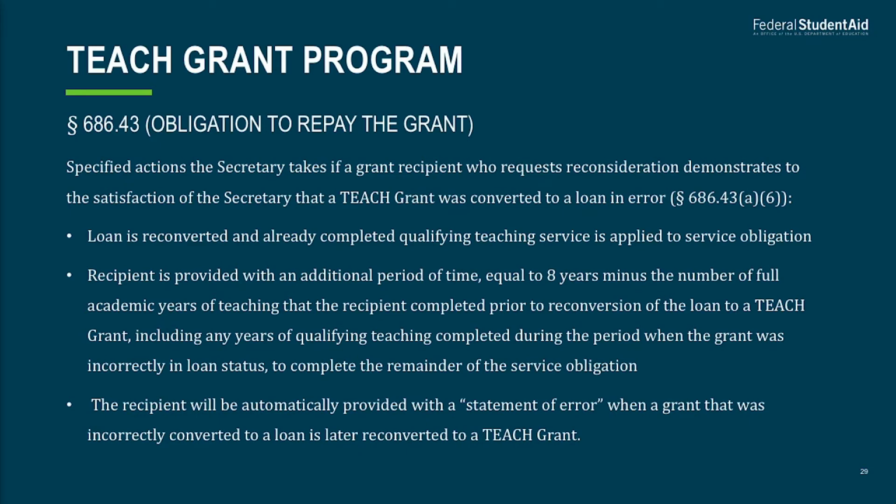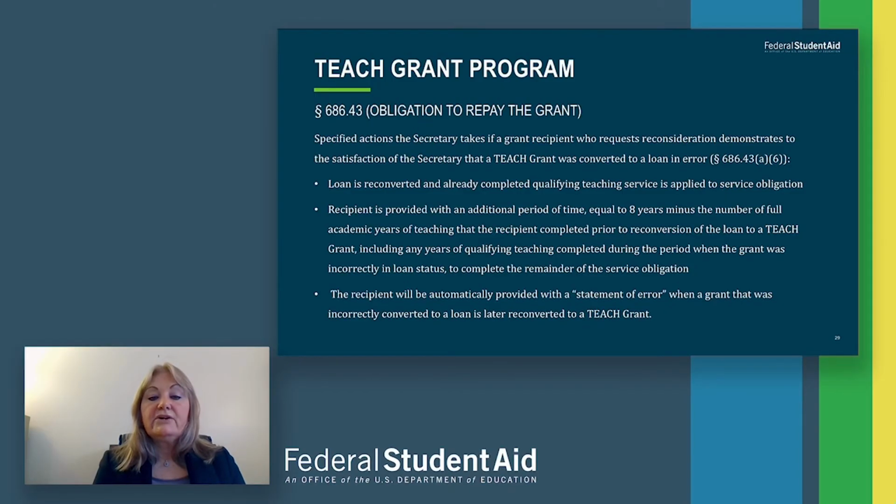The recipient is provided with an additional period of time equal to 8 years minus the number of full academic years of teaching that the recipient completed prior to reconversion of the loan to a Teach Grant, including any years of qualifying teaching completed during the period when the grant was incorrectly in loan status, to complete the remainder of the service obligation. The recipient will automatically be provided with a statement of error when a grant that was incorrectly converted to a loan is later reconverted to a Teach Grant.